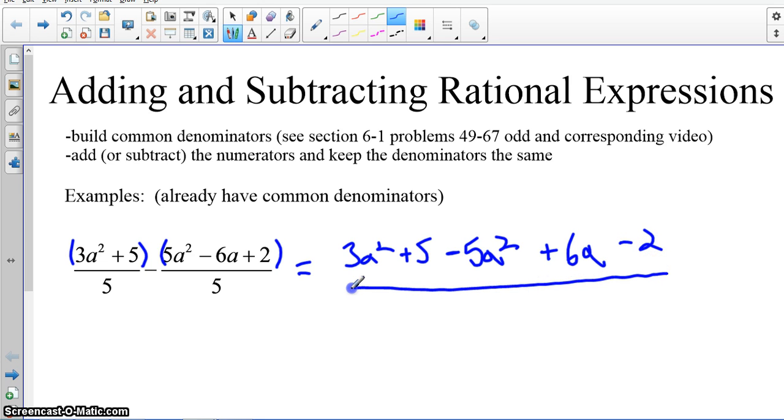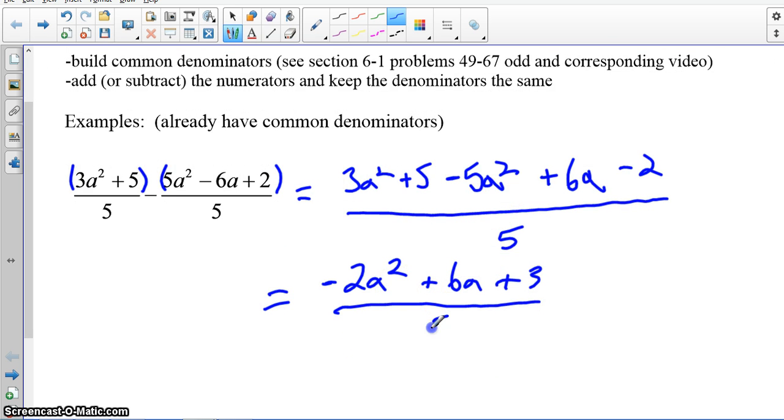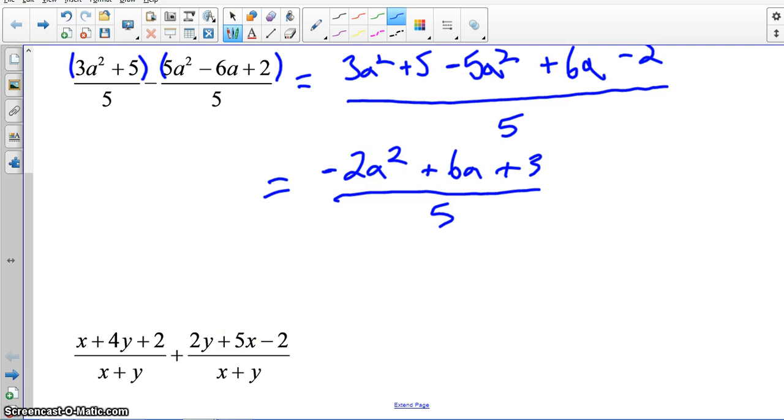All over 5. So we end up with 3a squared minus 5a squared, so it's negative 2a squared, plus 6a plus 3, all over 5. Alright. You could divide each term by 5 if you wanted to, but that seems boring. I wanted to make sure you could do this part. Let's do another one. Okay.